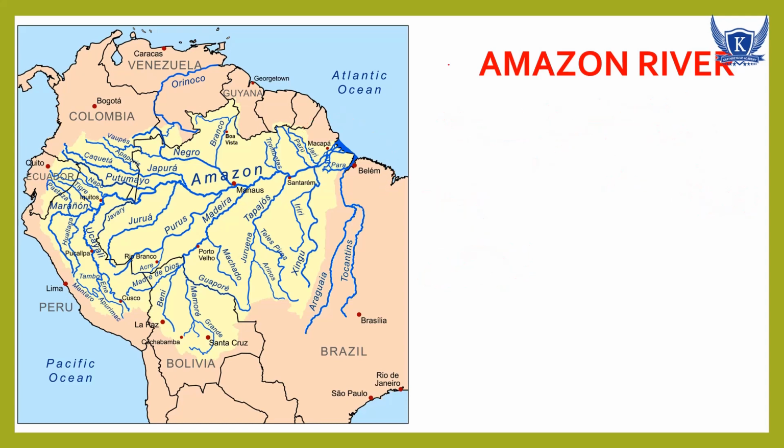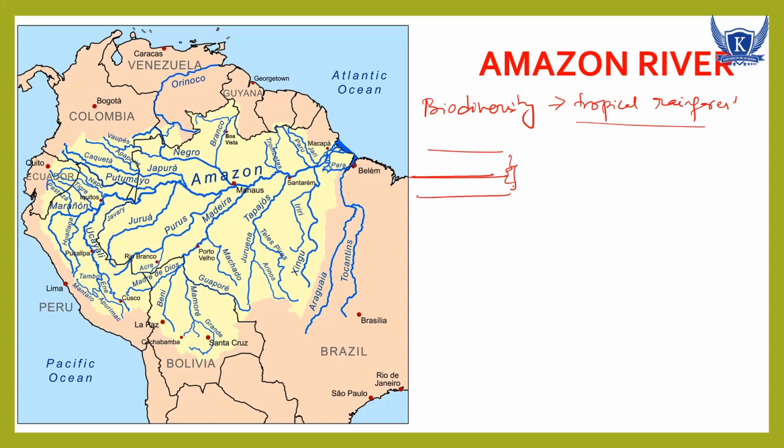So let's see about the biodiversity. If you see the biodiversity, it is tropical rainforest. Because most of the region is near the equator and even the equator passes through it, most of the region is tropical. The area above and below near the equator, we call the tropical region. So this whole part comes under that, so we call it tropical rainforest.